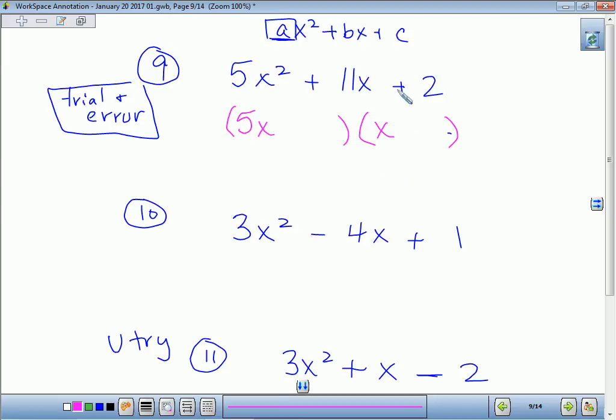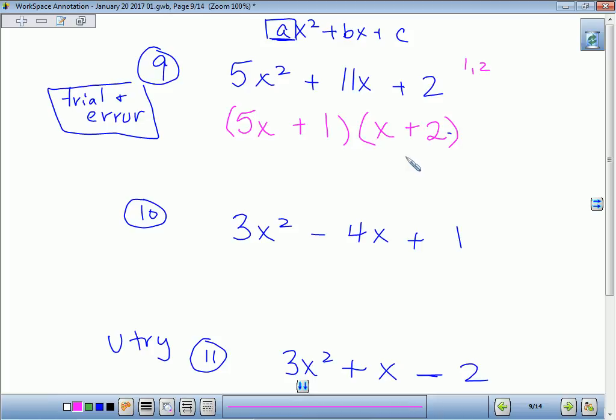Okay? What is the only way to multiply and get 2? 2 and 1. Now this is where we have to use a tiny bit of thinking. We want to place the 1 and the 2 so that when we multiply back, we'd end up with 11. Do you see if we put the 2 here and the 1 there, we get 10 and 1 makes 11. And because it's a positive 2 and a positive 11, we know we're multiplying to get a positive and adding to get a positive, so they both must be positive. That is trial and error.